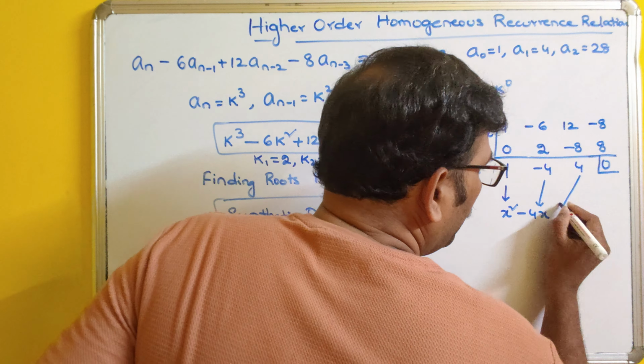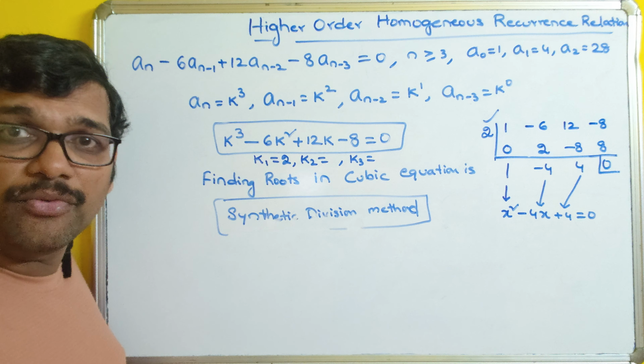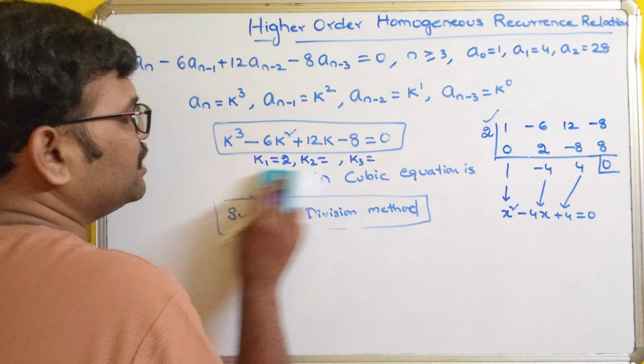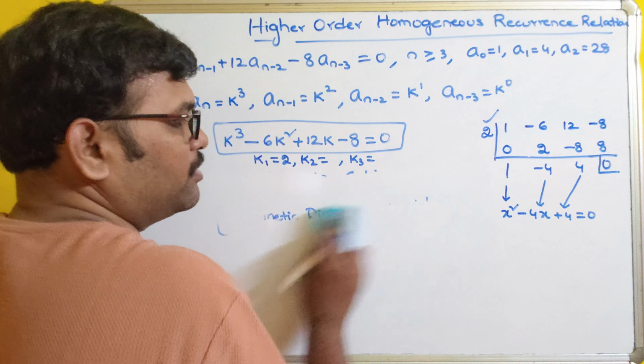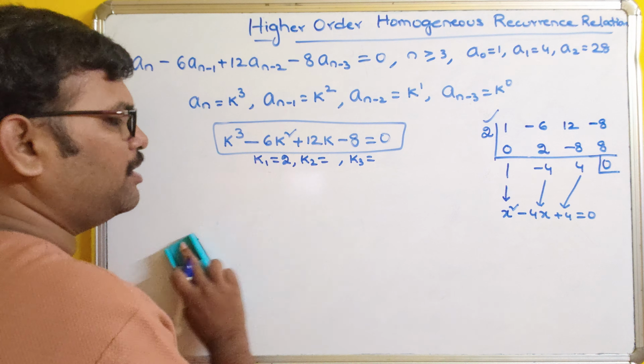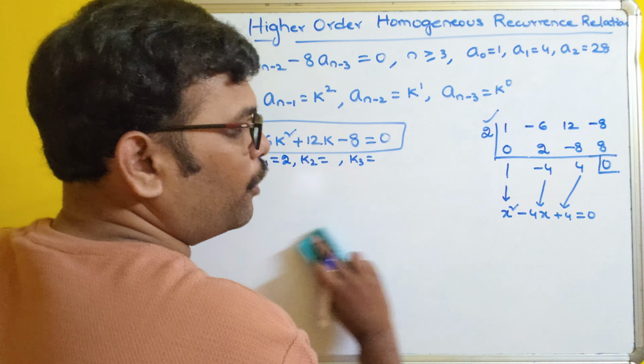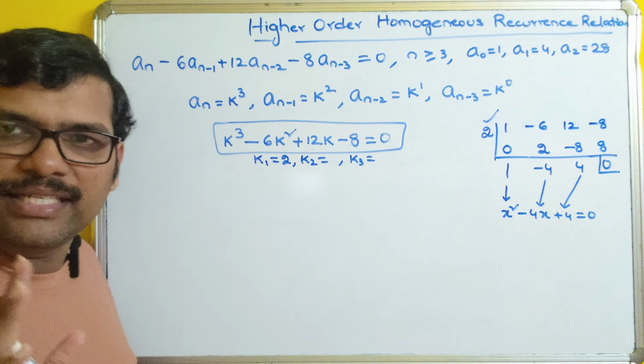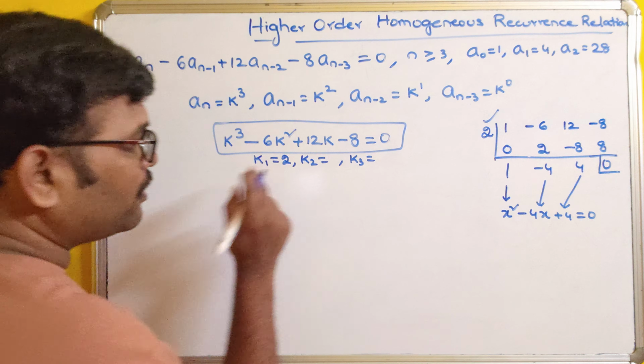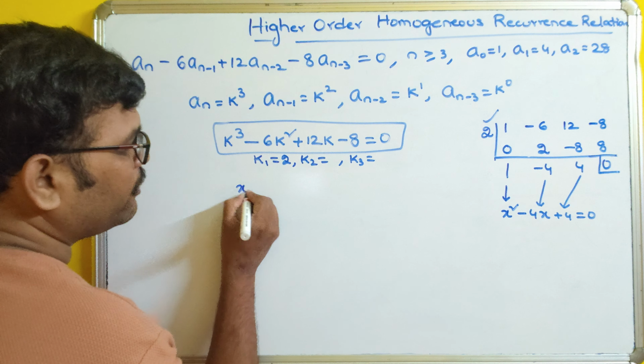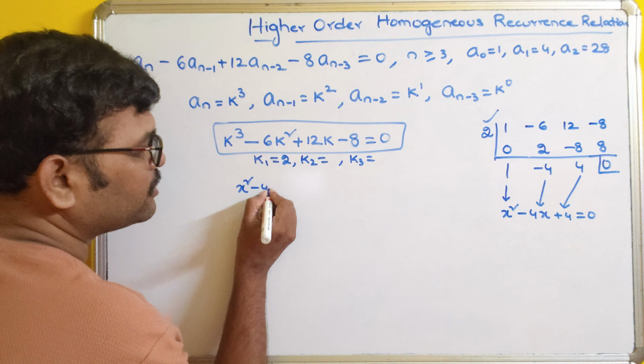So this method is called the synthetic division method. Hope you understood it right now. So I'm erasing this one. If you know any other method, no problem, you can follow that and find the roots. After finding one root, the quadratic equation is x square minus 4x plus 4 equal to 0.